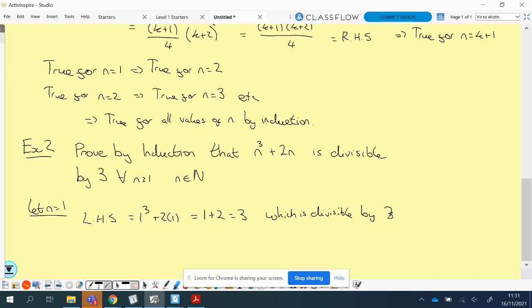Okay, therefore it's true for n equals 1. So my first step shouldn't be too many problems with that bit there.